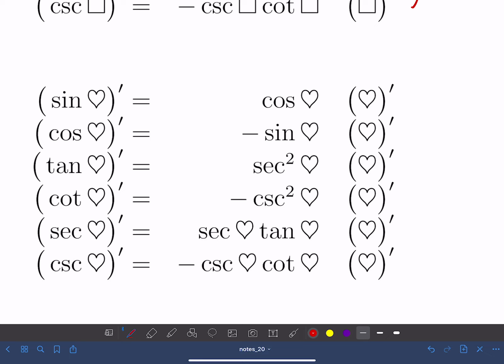So in order to really drive home that it doesn't matter what's on the inside there, I repeated the same formulas with hearts, because who doesn't need a little extra love in the world of mathematics, especially right now?